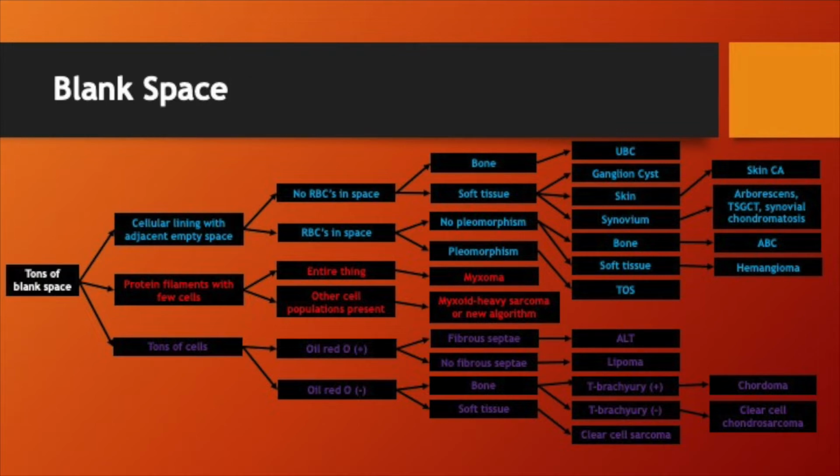That will need to be given to you in the stem of a question, or they'll need to show you a separate photomicrograph of an IHC stain showing T brachyury positivity or some other IHC stain for some of these different ones that you'll see.